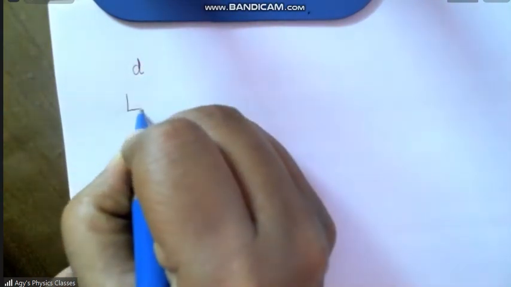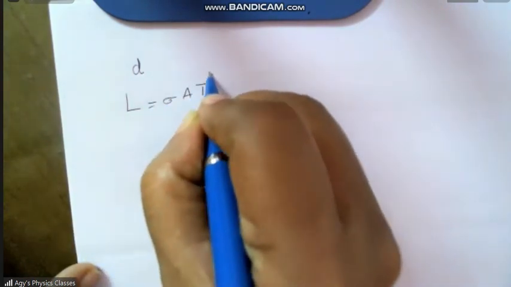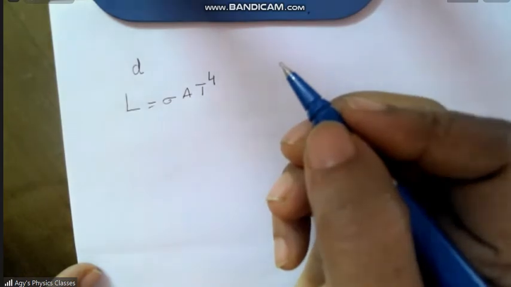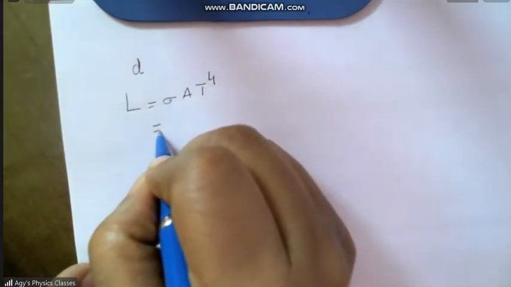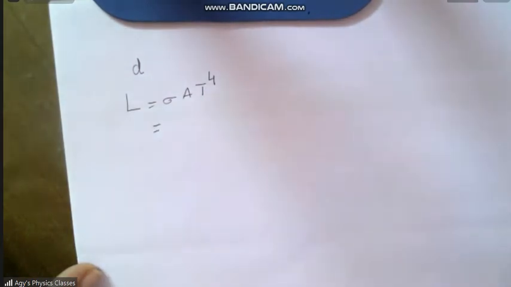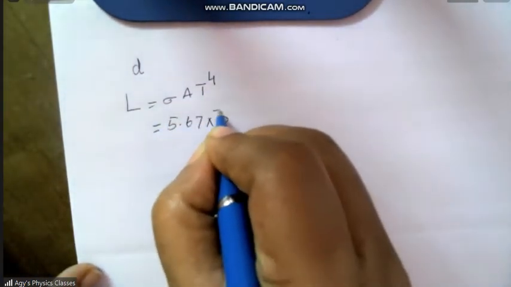Of Cyrus, what is the luminosity? What is the formula for luminosity? L is equal to sigma A T to the power 4. Is that the formula that you used? What is the value for sigma? 5.67 into 10 to the power of negative 8.